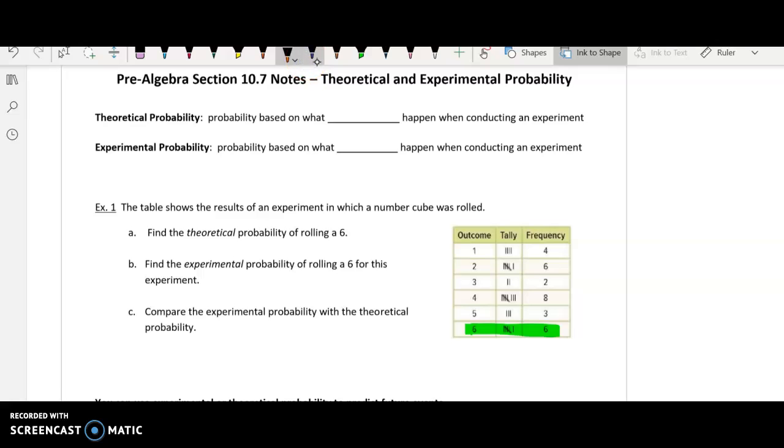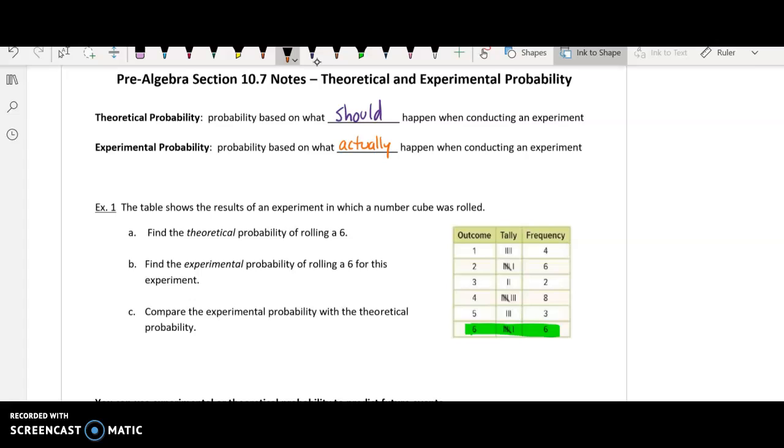Hi everyone. Today we're going to be talking about the difference between theoretical and experimental probability. So in section 10.6, we learned about theoretical probability, which is the probability based on what should happen when conducting an experiment. Now the experimental probability is the probability based on what actually happens when conducting that experiment.